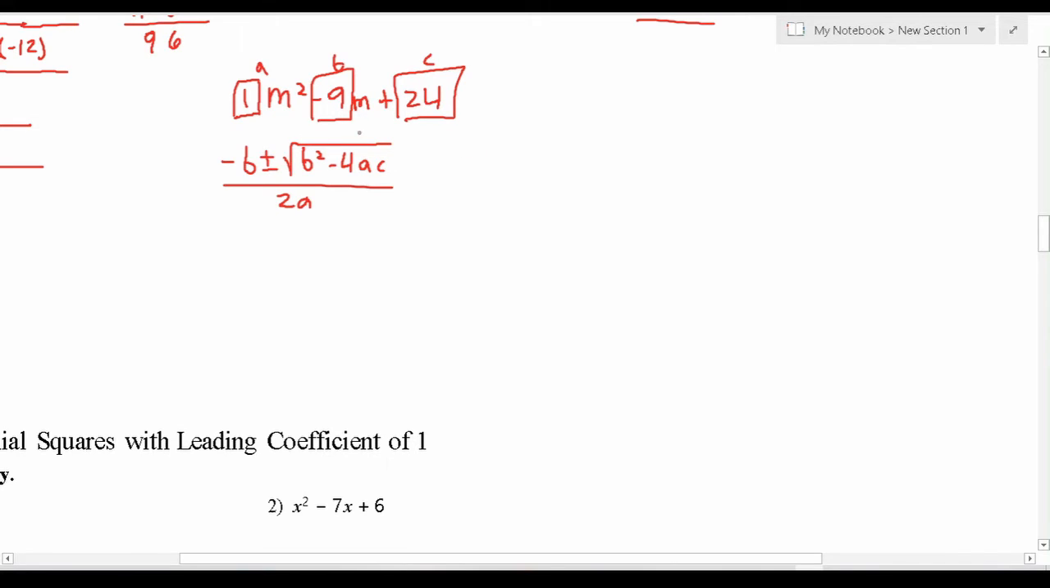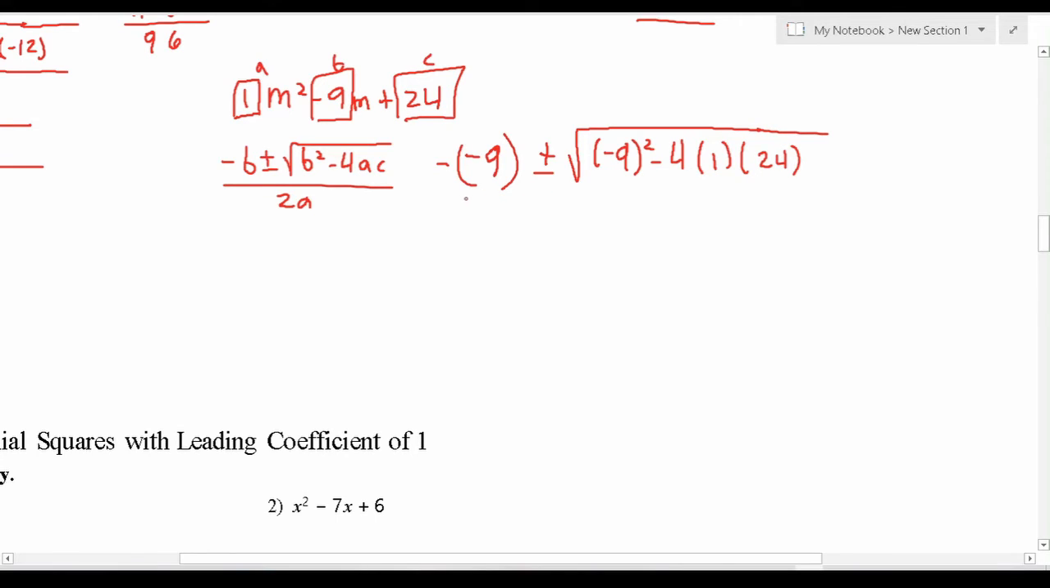Negative b, or b is negative 9, so let's plug that in. So we have the negative of negative 9 plus or minus the square root of negative 9 squared minus 4 times a, which is 1, times c, which is 24, all over 2a, and a is 1, so just 2 times 1. Let's go ahead and start working this out. Negative of negative 9 is just going to be positive 9. Again, that's plus or minus the square root.